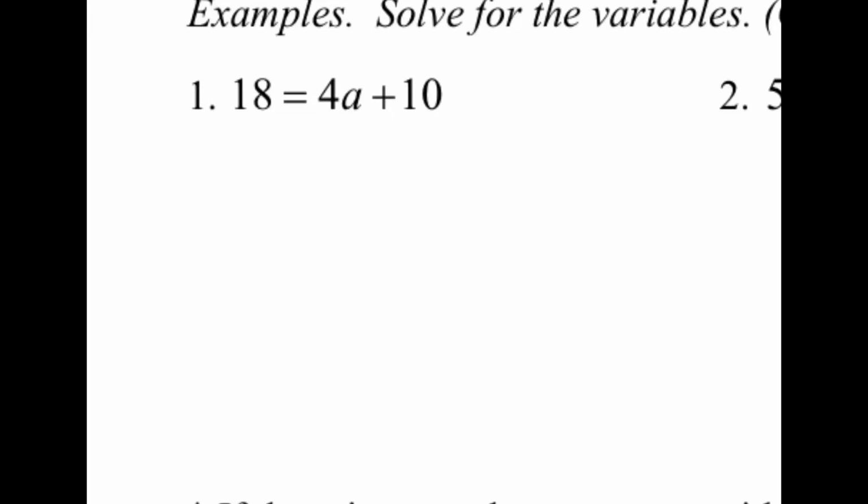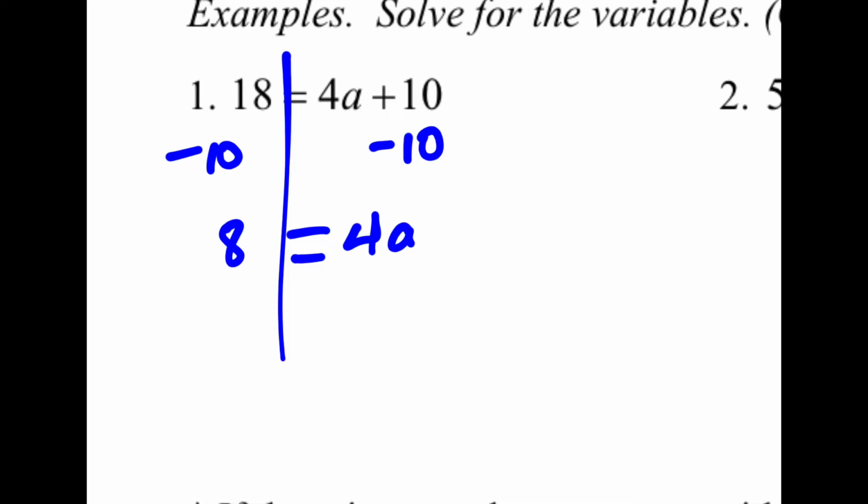Step 1, no fractions. Step 2, minus 10 to both sides. Think of the equal sign as a scale, and if we're taking 10 away from one side, we have to take 10 away from the other. And I also like to line it up, so I minus 10 underneath the constants, not underneath the variables. The 10 is canceled out, the 4a comes down, and 18 minus 10 is 8.